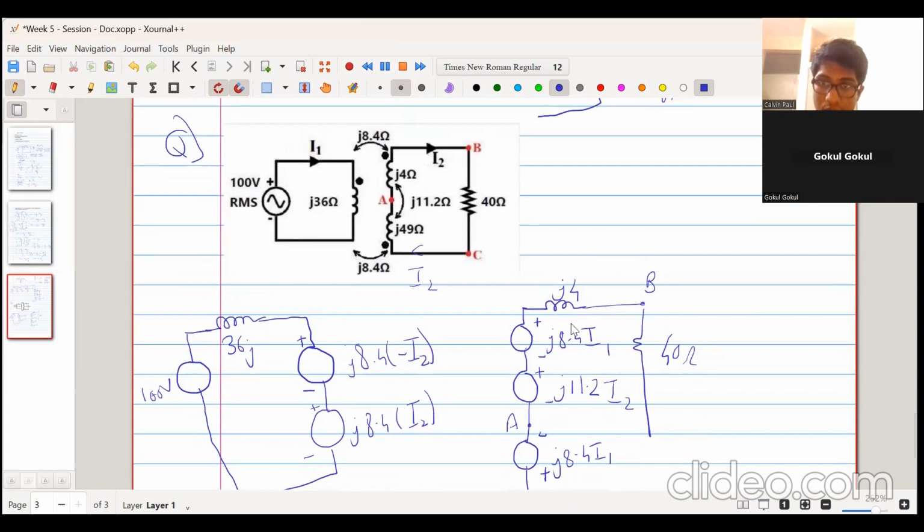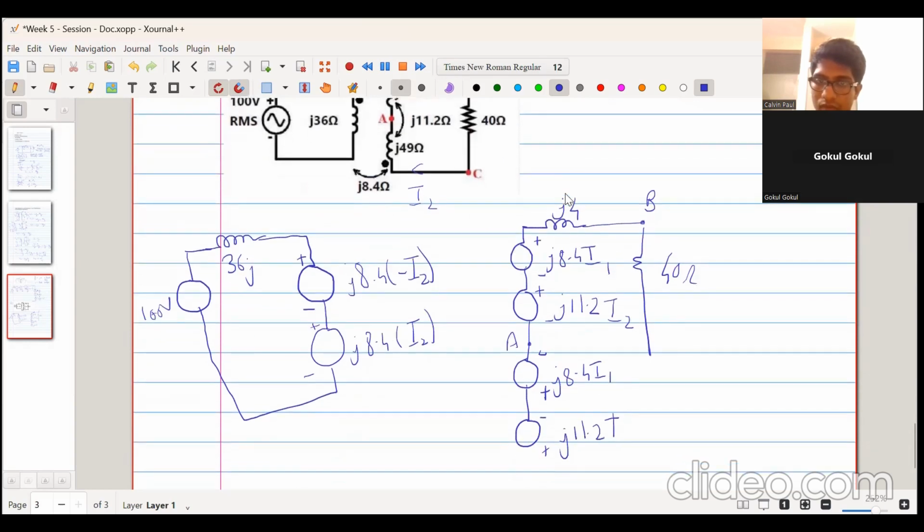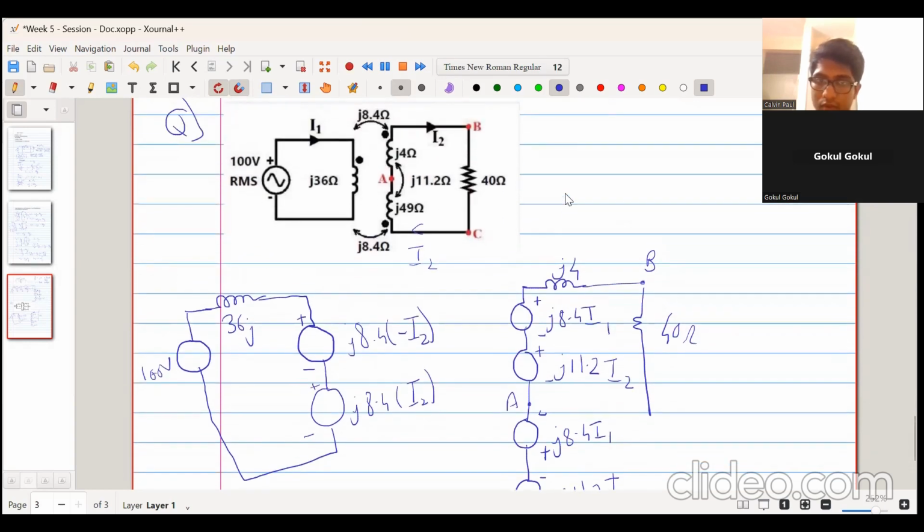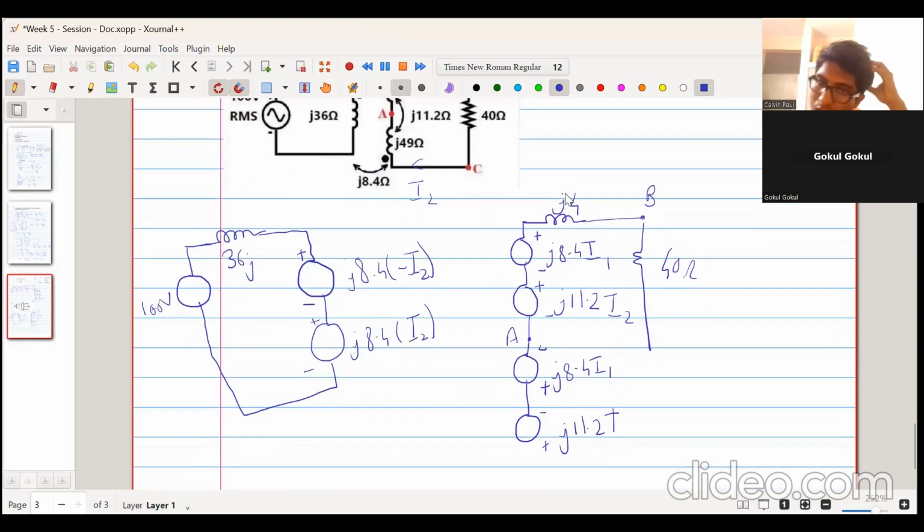Over here, right? No, here it will be I1 only. How, I1 sir? Because I1 is entering the dot, right? Yes, sir. I1 is entering, sir. So it will be that. Okay.